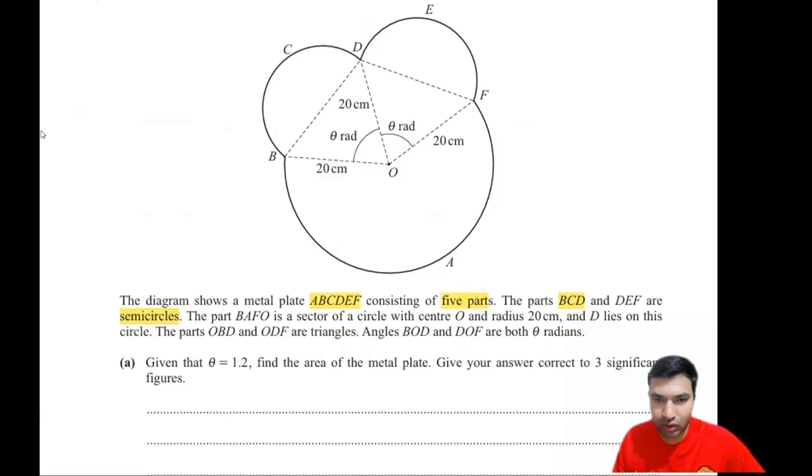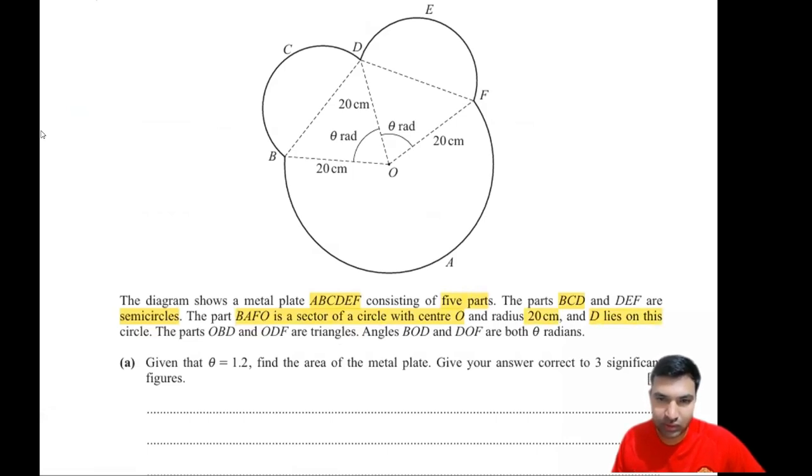Because the angle opposite to them is theta and the sides are 20, 20. So BD and FD, these two are basically the diameters of these semicircles, and these sides are opposite to the equal angles, isn't it? So the sides opposite to equal angles have to be equal. So BD is basically equal to DF. That's what they meant here. Now the part BAFO. That's a sector of a circle with center O, and the radius is 20 centimeters.